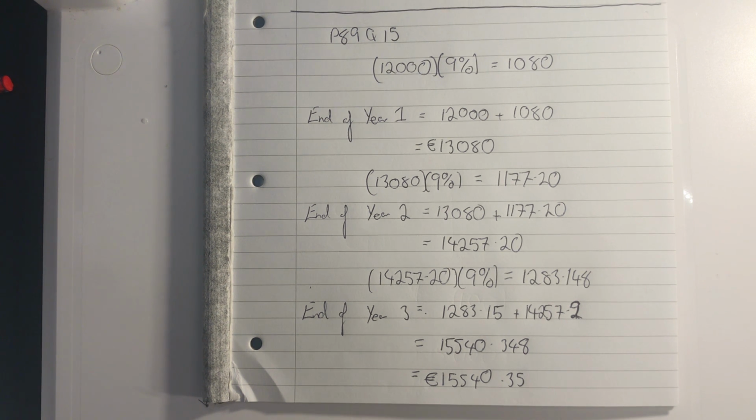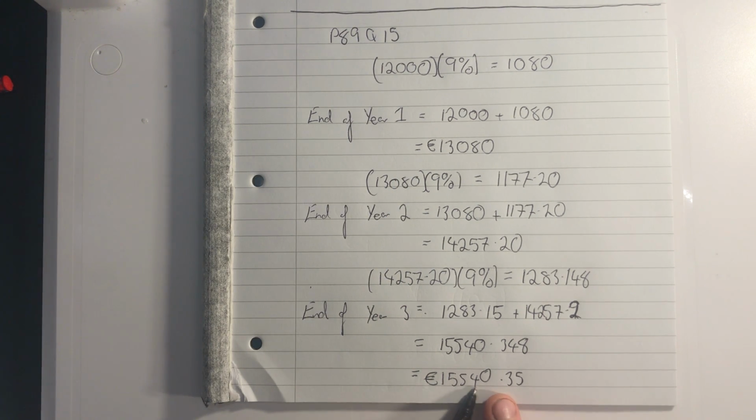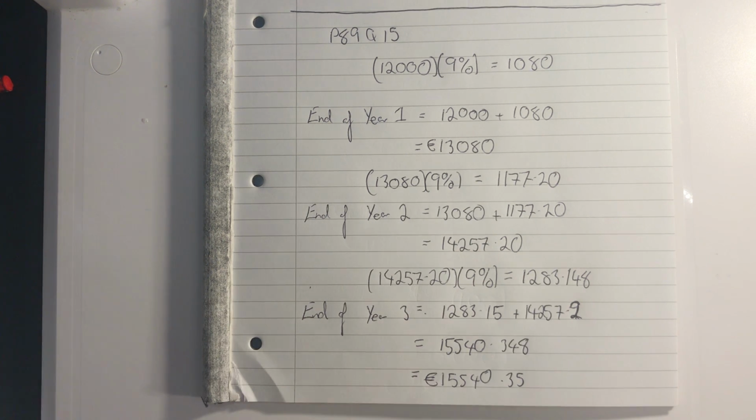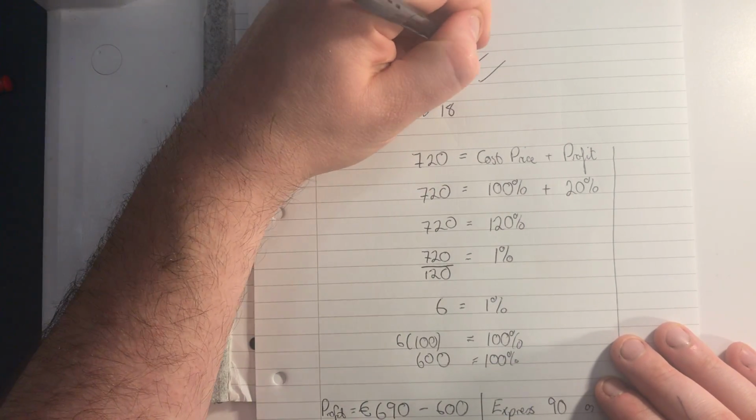Because he didn't pay any money back, he just let it keep growing and growing, he has to give them an extra 3.5 grand. It started off at 12,000 and it grew up to 15,540. It'd be really interesting to see what happened if at this stage he paid back, I know, 100 euro. How much money would he then owe them at the end? Right, so that was question 15 on page 89. Let's put a tick beside this, and we're now going to take a look at 91, 92.